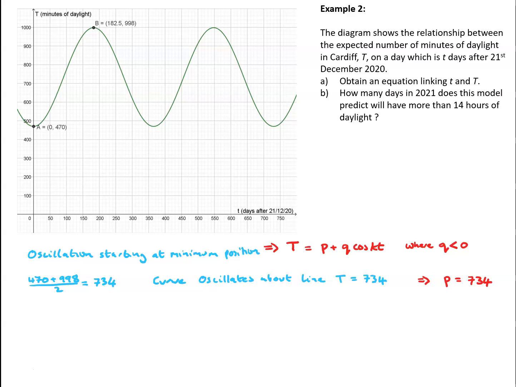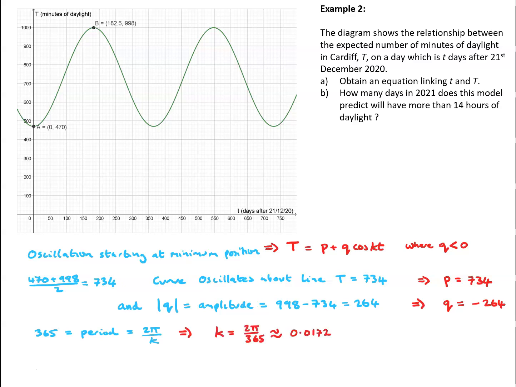The amplitude of the motion is the difference between 998 and 734, which is 264. Remember though that we've said that q must be negative, so the value of q is going to be minus 264. We know that the period of this oscillation is 365 days. So the period is 365, it's the value of 2 pi over k. So that tells me that k must be 2 pi divided by 365, which is approximately 0.0172.